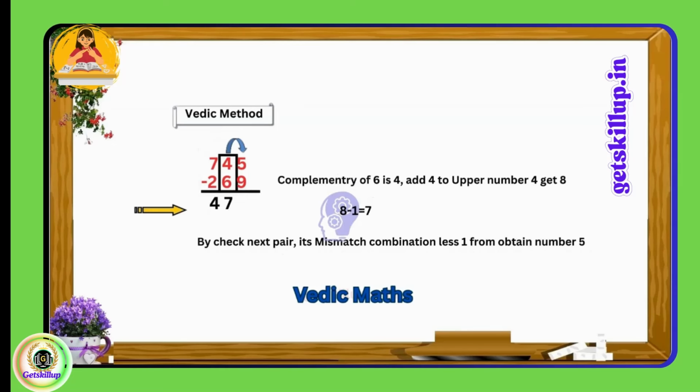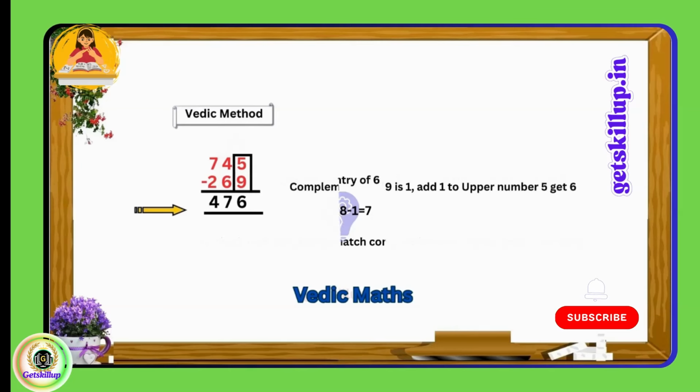So we subtract 1 from 5, resulting in 4. The complement of 6 is 4, which we add to the upper number, giving us 8. Keeping in mind and observing the third pair, which is also a mismatch combination, we subtract 1 from 8, obtaining the second number, 7.